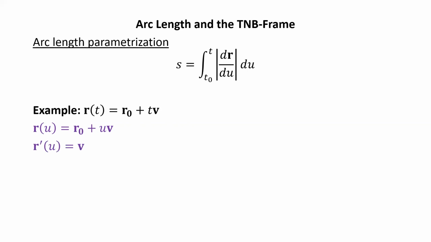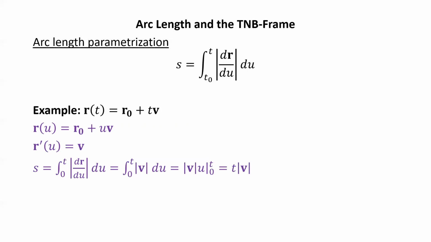Take the derivative, and we get just v. R0 is a constant, so it goes away. And then we have a constant vector, v times u, which just gives us the constant vector. Now, s is the integral from, again, 0 to t of the length of dr/du. The length of dr/du is just the length of v. The length of v is a constant, so we just get the length of v times u from 0 to t, which is t times the length of v.